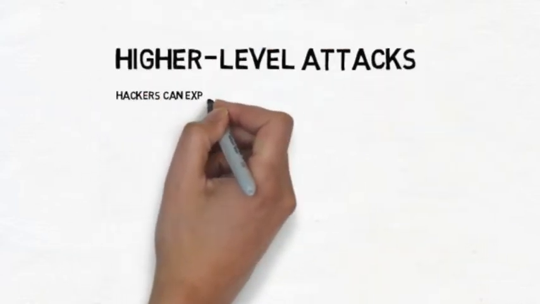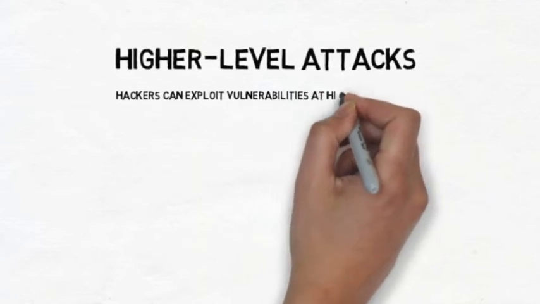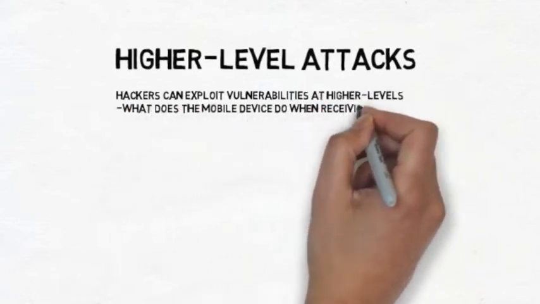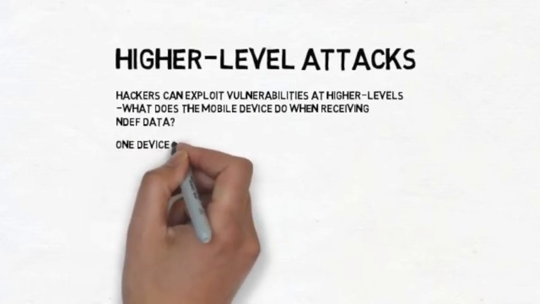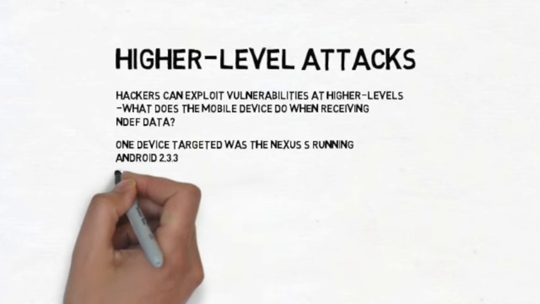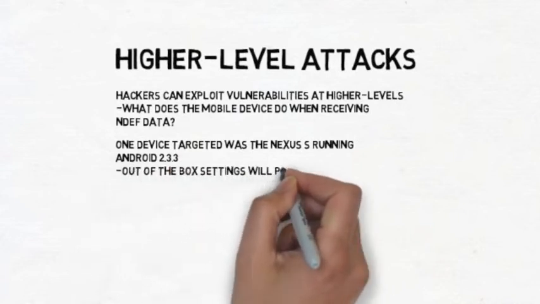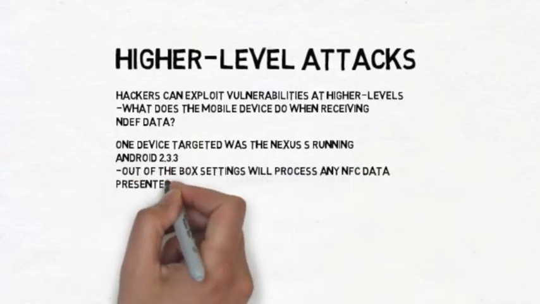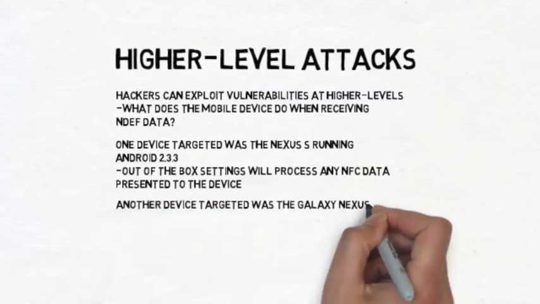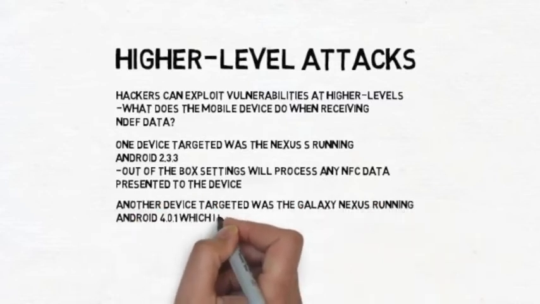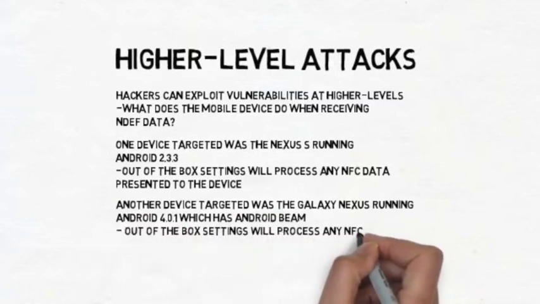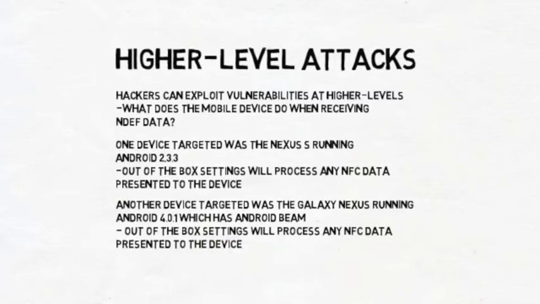So hackers can exploit vulnerabilities at higher levels, trying to figure out what exactly the mobile device will do when receiving in-depth data. One device targeted was the Nexus S running Android 2.3.3. The out-of-the-box settings on this phone will process any NFC data presented to the device. Similarly, on the Galaxy Nexus running Android 4.0.1, which has Android Beam, the out-of-the-box settings also process any NFC data presented to the device.